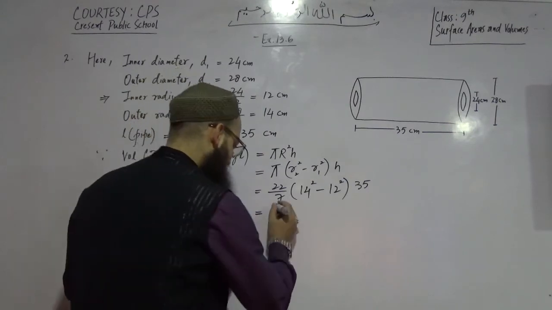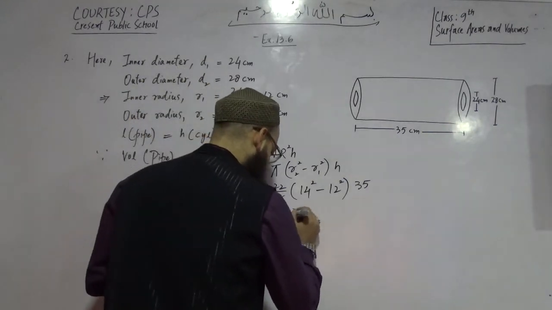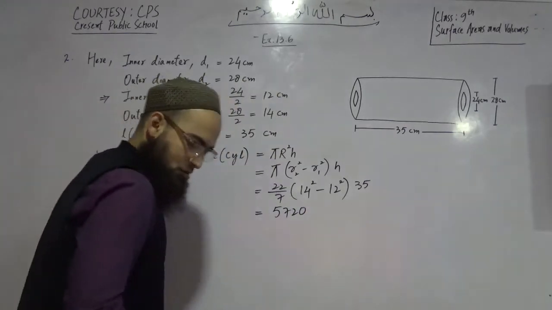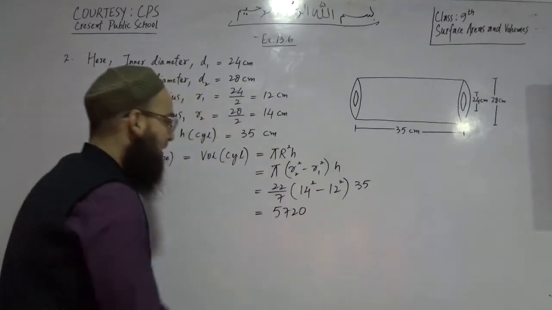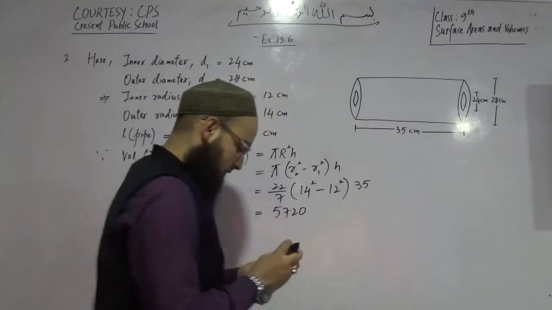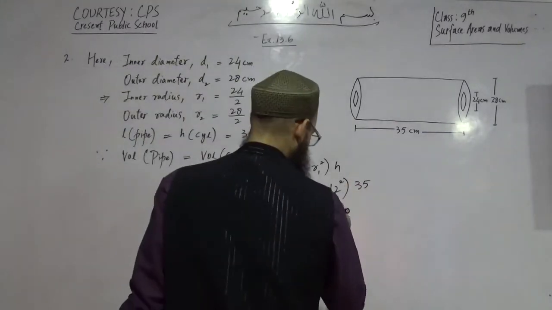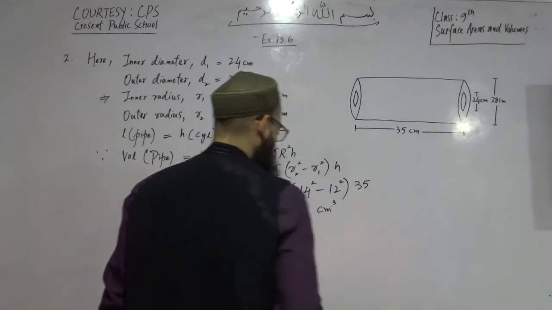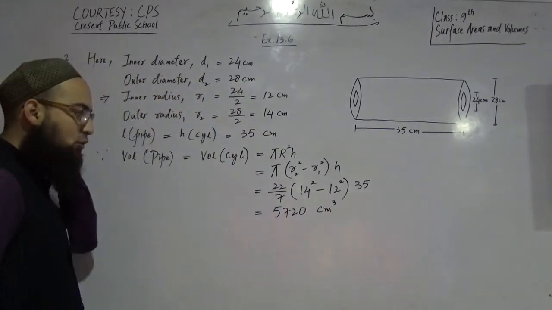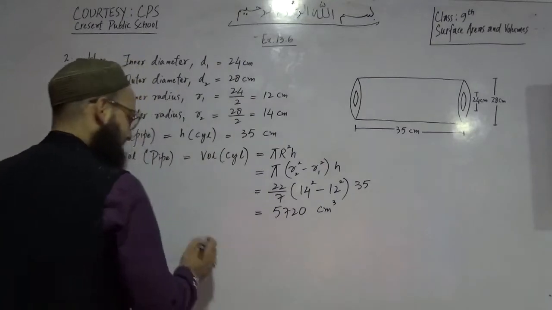So you have 5720. 5720 what? 5720 cubic centimeters. This is the volume of this pipe.